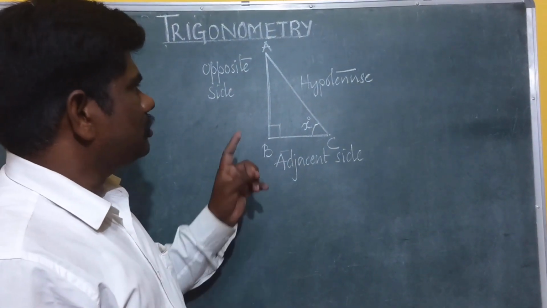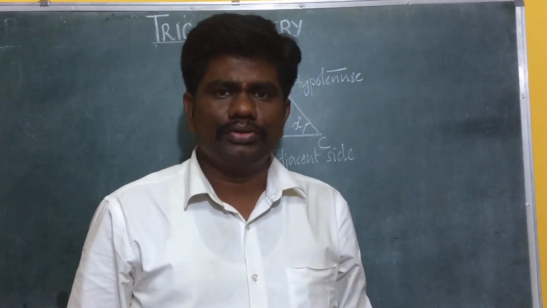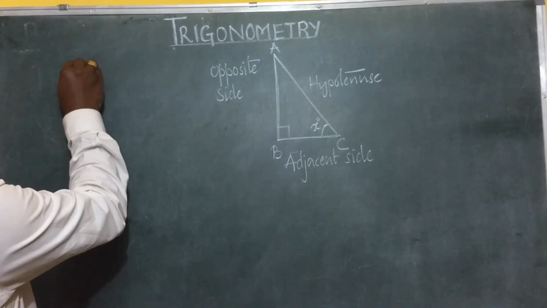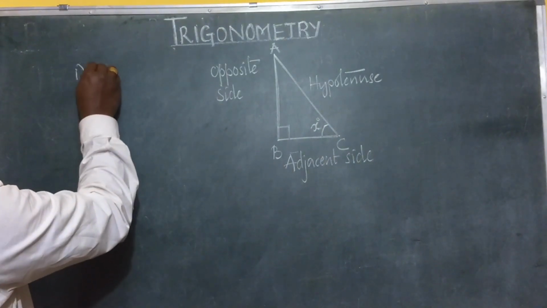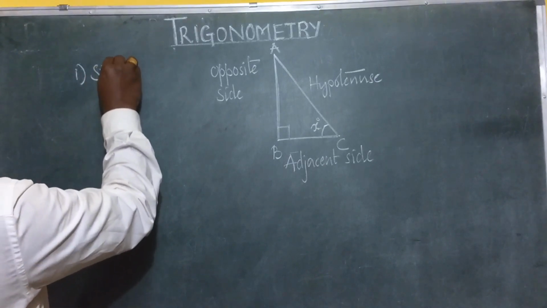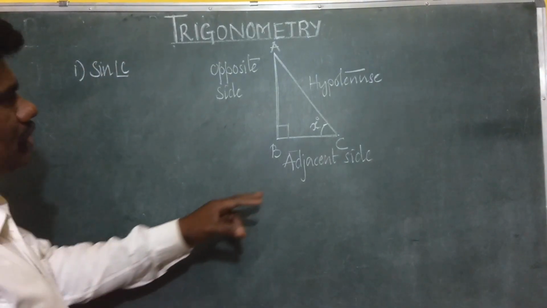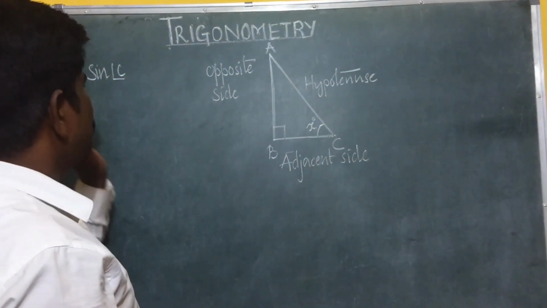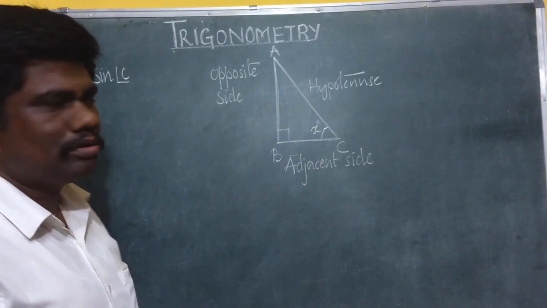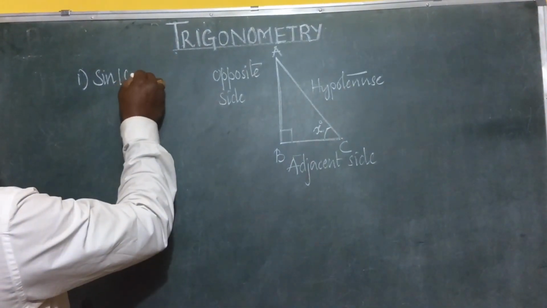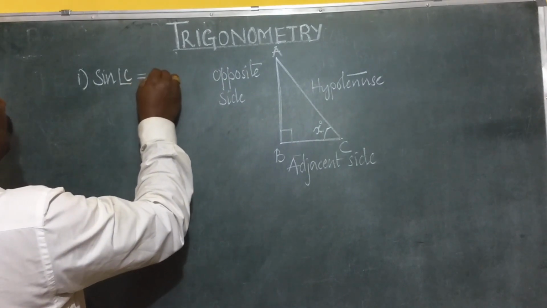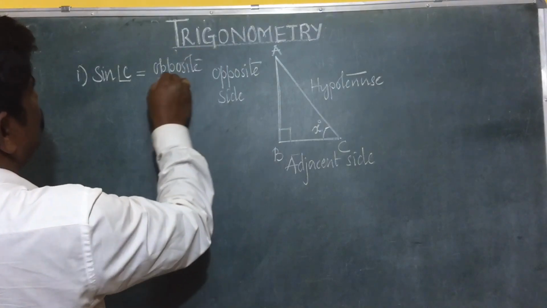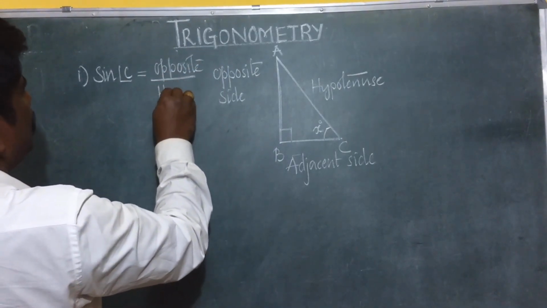Now naming the sides of the right angled triangle is very much necessary for us in trigonometry. Why? Because in trigonometry there are 6 ratios. The first one is sine of angle C. Because with respect to C I have named the sides, I am going to take angle C as a reference. Sine of angle C is equal to opposite upon hypotenuse.